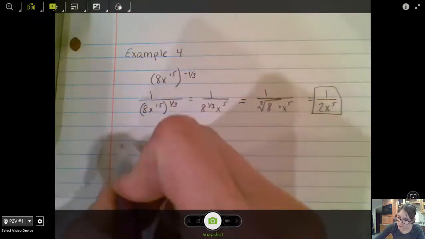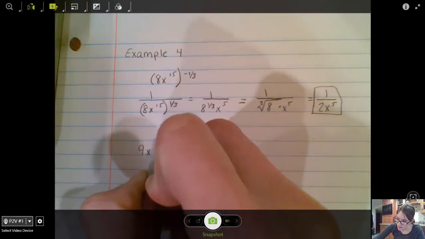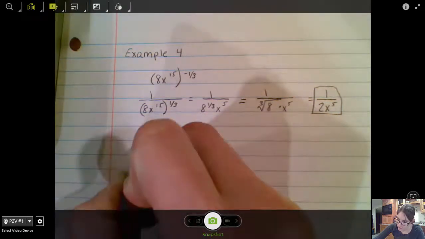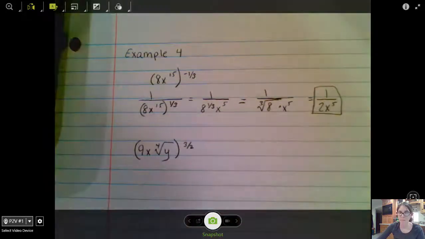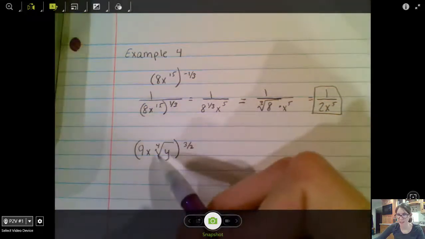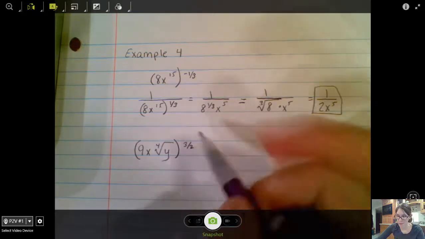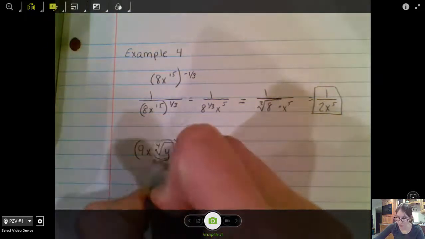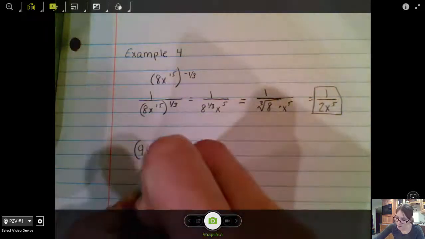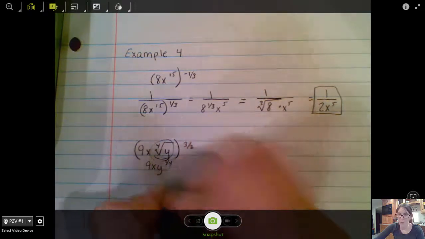All right, my next one, I have 9x times the 4th root of y, all to the 3/2 power. Okay, there's a couple things I don't like here. And the biggest thing I don't like is that I have the 4th root of y, and then I'm going to have to take that to the 3/2 power. So before we do anything else, let's take this 4th root of y and write it as a rational exponent, which would be y to the 1/4.